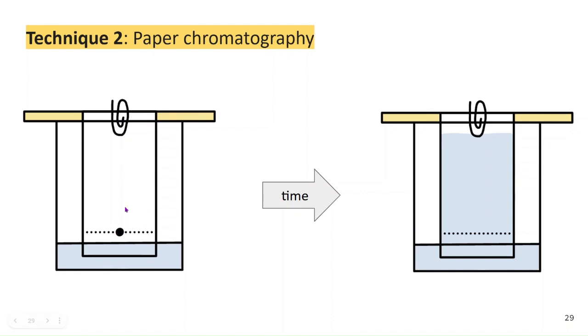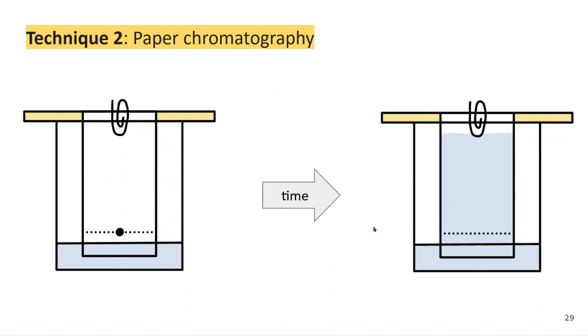So the paper is the stationary phase, it doesn't move. And the water is the mobile phase. It will move up the paper. The water is attracted to the paper. That's why it's moving up it. And as it hits our mixture, it will begin to take parts of the mixture with it, because some of the mixture will be more attracted to the water than it is to the paper.